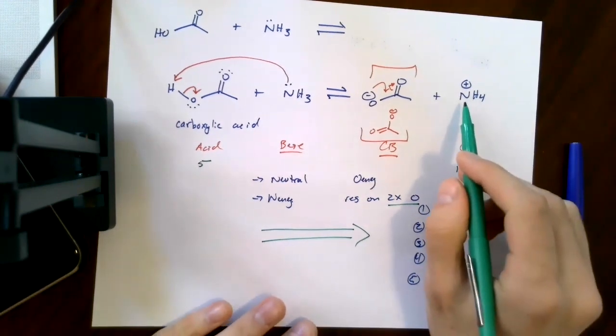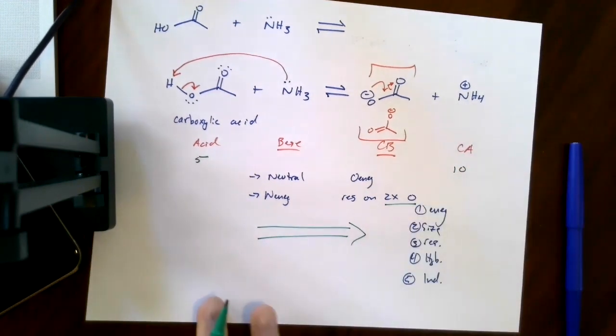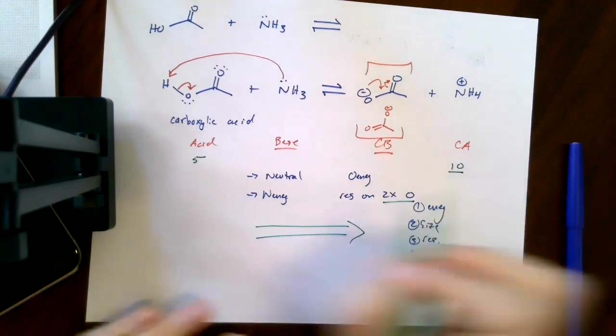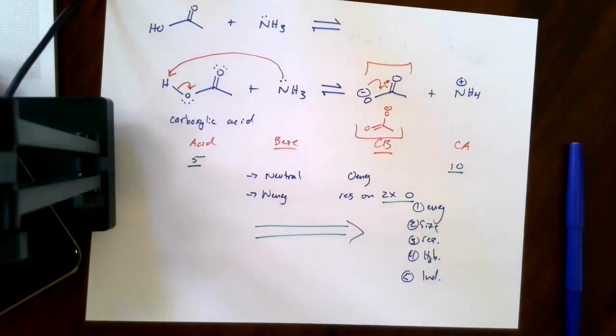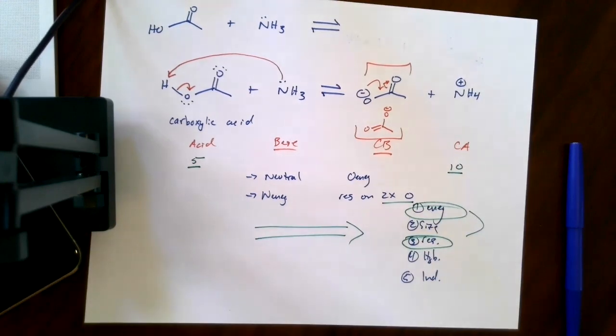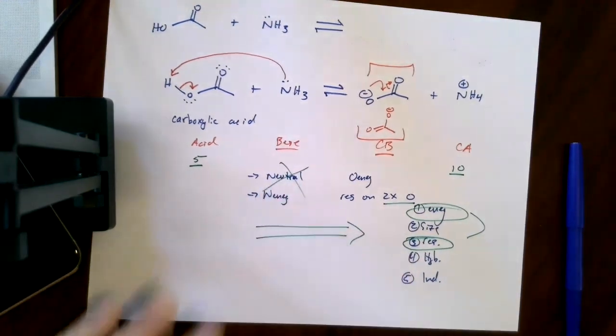Also, we know that nitrogen isn't so mad if he has to have a positive charge because he's one of those guys that can get negative and positive. And what we know is ammonium is 10, carboxylic acid's pKa is 5. But the big play here is resonance as well as electronegativity. So resonance and electronegativity coupled together outweigh the neutrality on the left side.